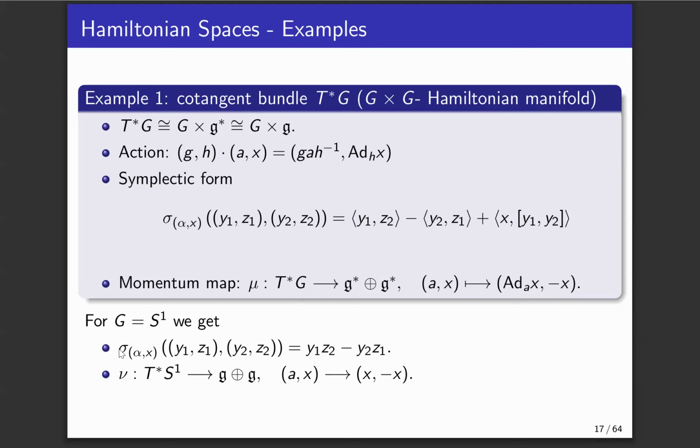Okay? And then, a lovely example: when we take G equal to S1, the circle, we get sigma. Sigma is quite easy to describe because it's simply y1 z2 minus y2 z1, and since S1 is abelian, the Lie bracket of y1 and y2 is equal to 0. And also the momentum map is not complicated to describe because it's only x and minus x, because as we said before, the circle is abelian as a Lie group.